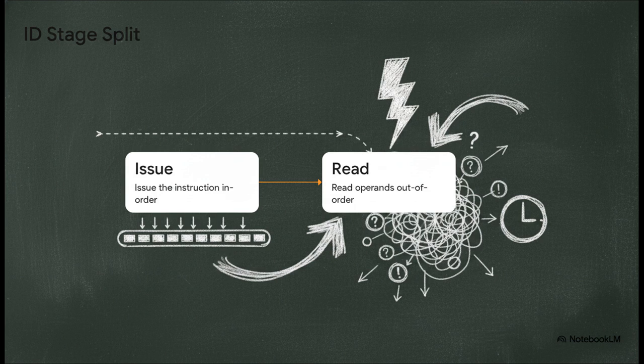It waits to read the operands and execute out of order, acting precisely at the moment the required data is finally available. This completely bypasses those pesky true data dependence stalls.